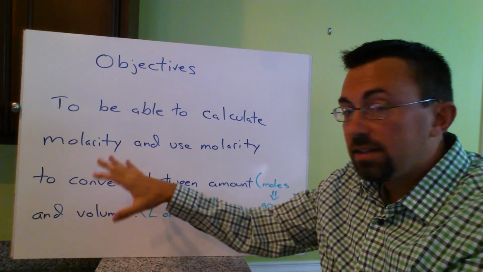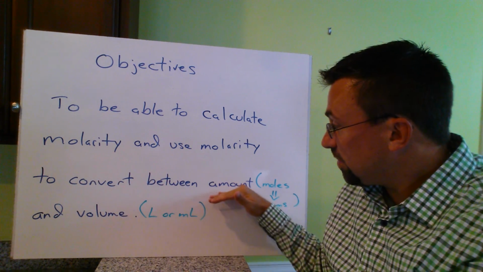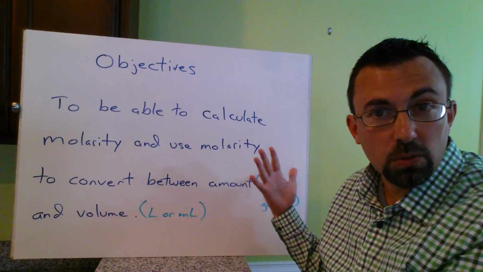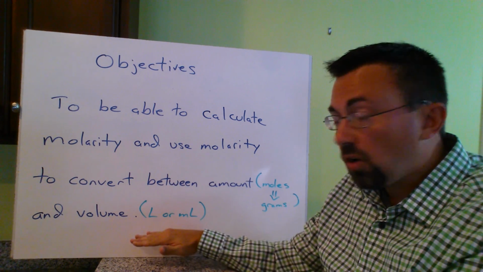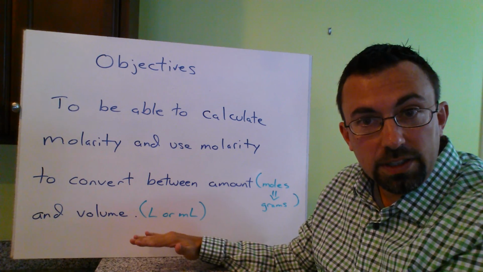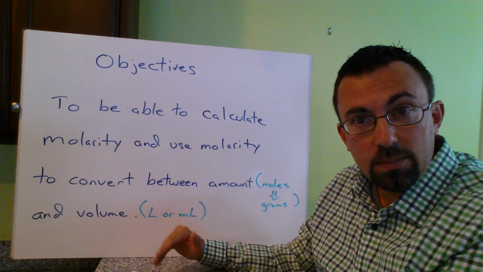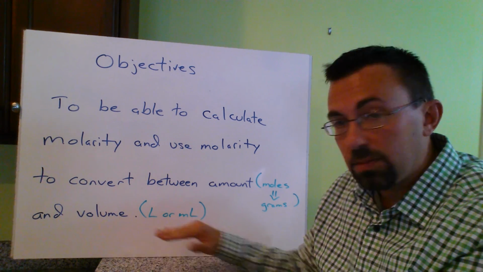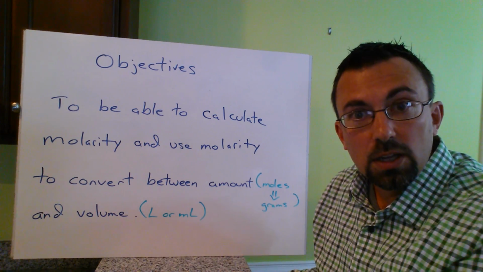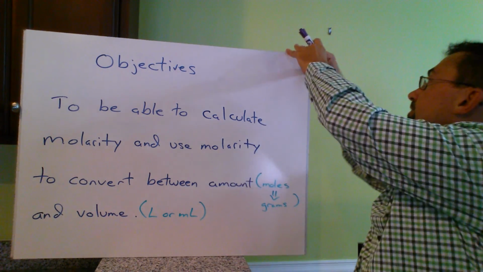And we're going to use molarity likewise as a conversion factor between amount, which is moles, which is really what we care about in chemistry, and volume. And standard volume would be liters, but typically, if we're talking about a lab or a practical situation, we might be talking about milliliters and have to do an additional conversion there. So let's get started.